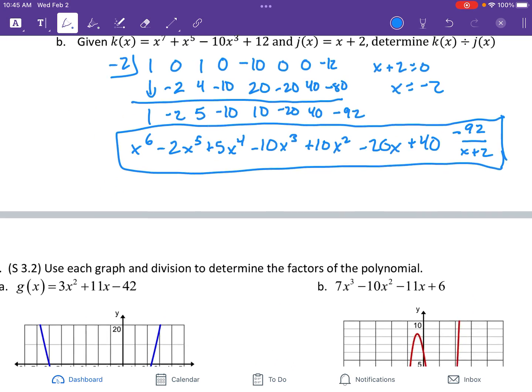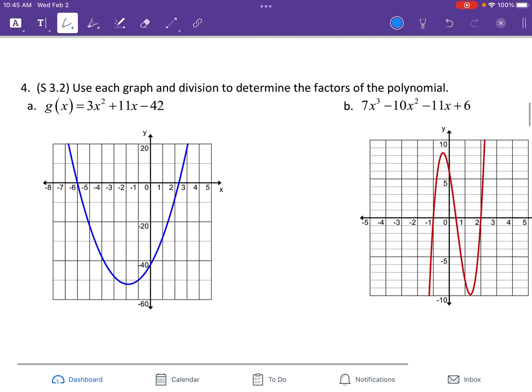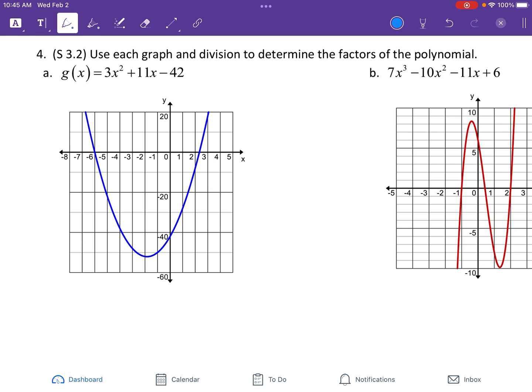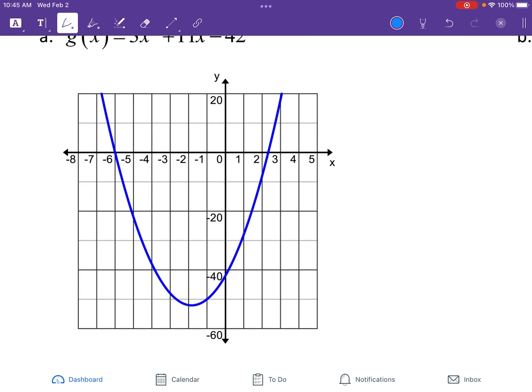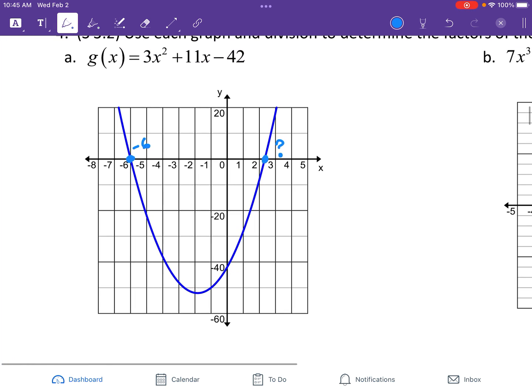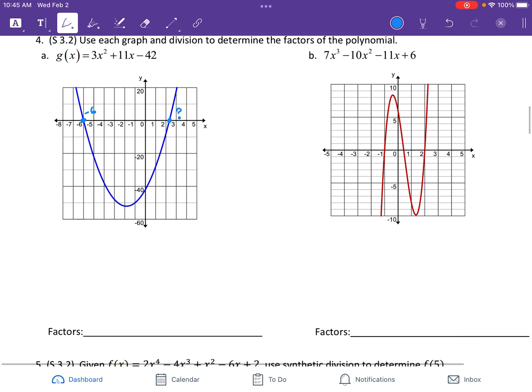All right, moving on. In this case, you're given a polynomial and a graph. So this is going to help us because our graph tells us one of the factors. So if you look at the graph here, we have a point here at negative 6 and a point here of I have no idea. So we're going to use the point that we do know of negative 6 to help divide our quadratic here to find its other factor.